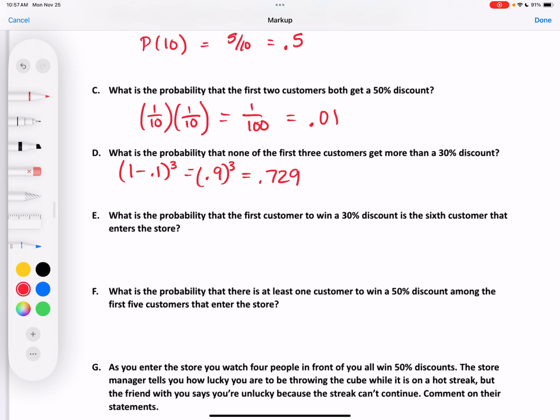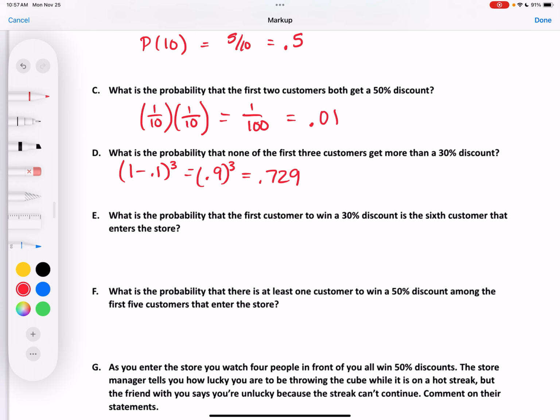All right, this next one's getting a little intro into the rest of the unit here. What is the probability that the first customer to win a 30% discount is the 6th customer that enters the store? So what does that mean the first 5 customers had to get? No discount? 50, oh wait, 10, or 20.